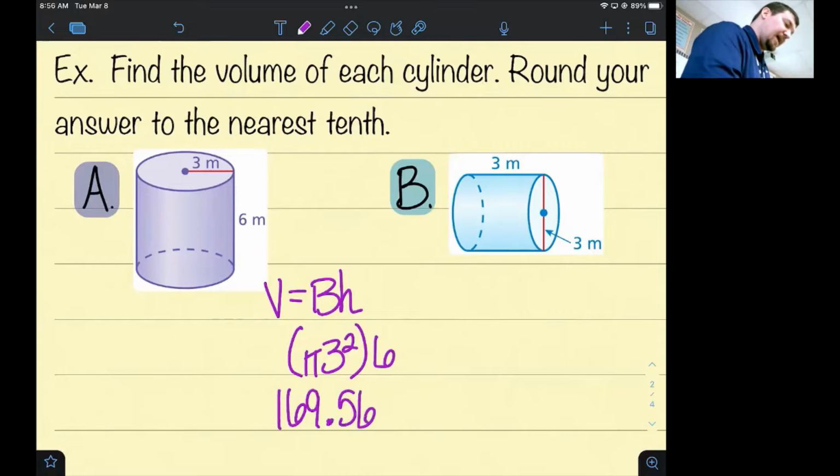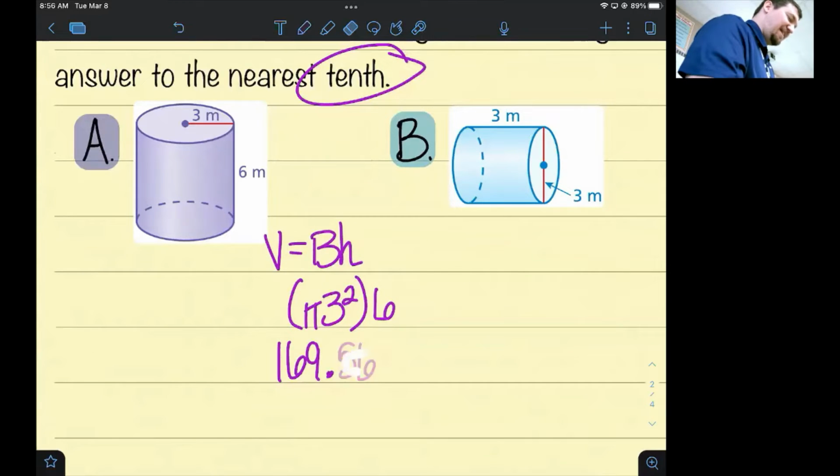169.56. Now it says round to the nearest tenth again. So leave it at 0.5 or bump it to 0.6. The 6 is going to bump the 5 up. So we'll just call it 169.6 meters cubed.